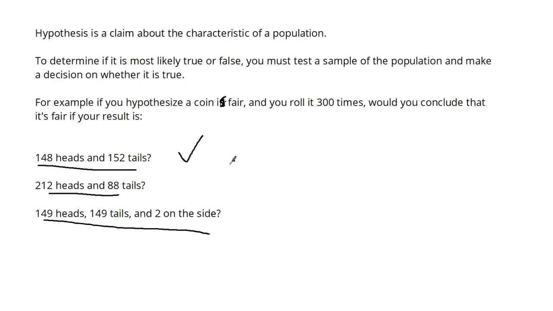148 heads, 152 tails. There's some natural error. It's just random chance that you won't be able to flip a coin and get your desired result every single time, unless you have amazing reflexes, amazing muscle memory, and extreme luck, right? So 148 heads, 152 tails is probably fair. 212 heads and 88 tails. That's probably not fair because the amount of heads is more than double the amount of tails. So it's probably not fair.